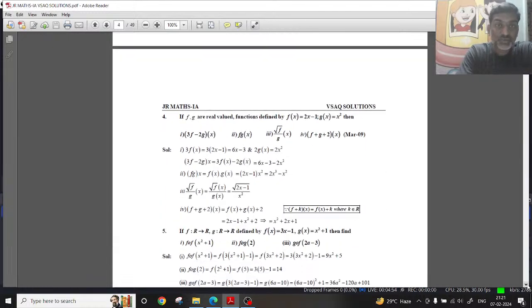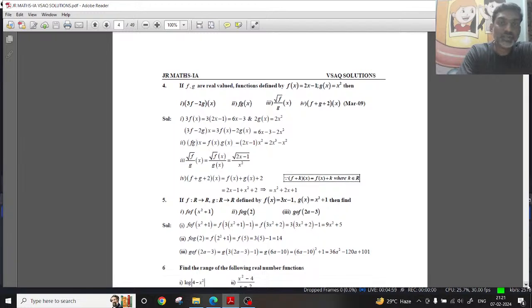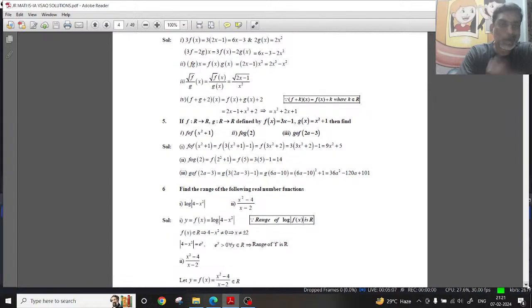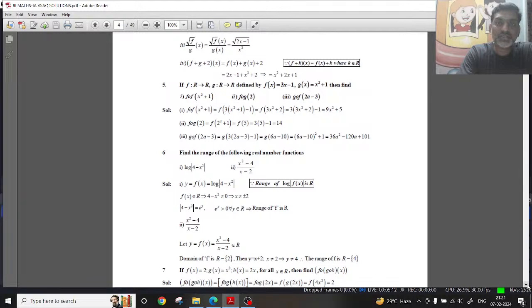And here question number 4, f, g are real valued functions defined by f of x equal to 2x minus 1, g of x equal to x square, then 3f minus 2g of x. This is also a similar model question. Next question number 5, f from R to R, g from R to R defined by f of x equal to 3x minus 1, g of x equal to x square plus 1. Then find f circle f of x square plus 1, f circle g of 2, g circle f of 2a minus 3. So 3 different questions are there.